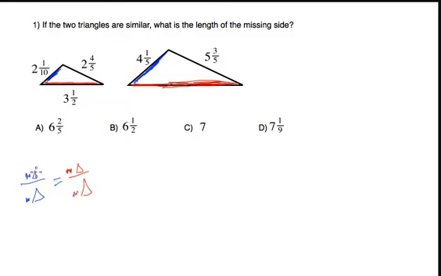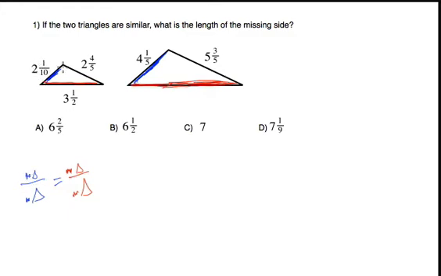Well, we're comparing the same features on each side. The blue sides to red sides, or blue sides on the left, red sides on the right, small triangles on top, large triangles on the bottom. Valid proportion, let's fill in our numbers. So, I'm going to skip a step here. We're going to just convert these mixed numbers into improper fractions.